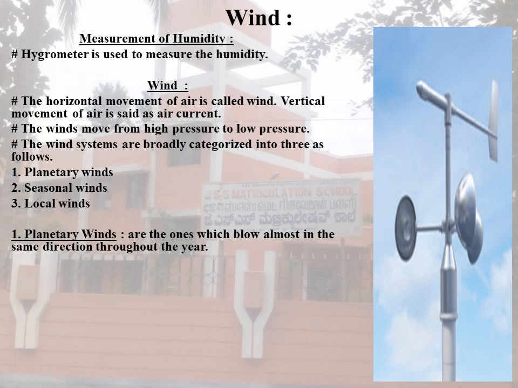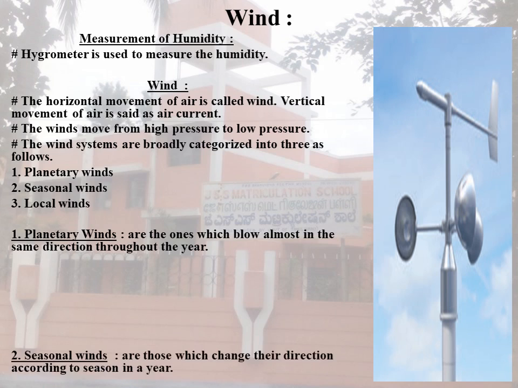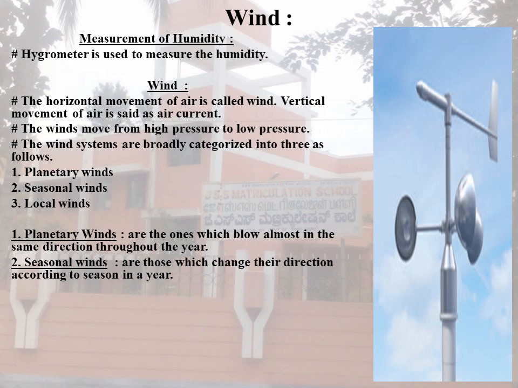Trade winds, westerlies and polar easterlies are types of prevailing winds. The next is seasonal winds, which change their direction according to season in a year. They are called monsoon winds. These winds blow from sea to land during summer and land to sea during winter.